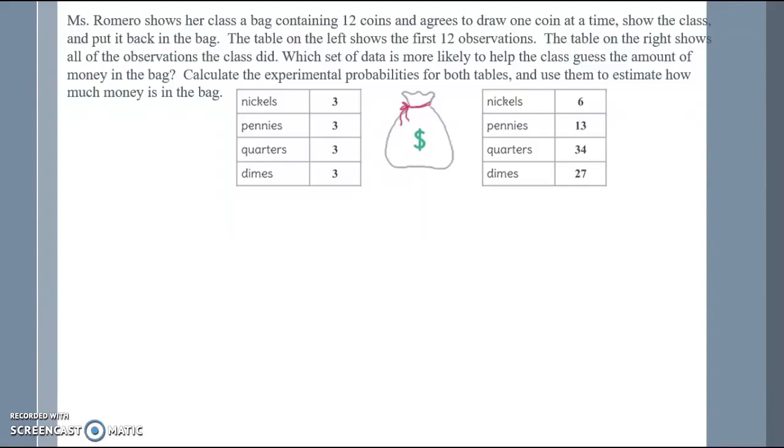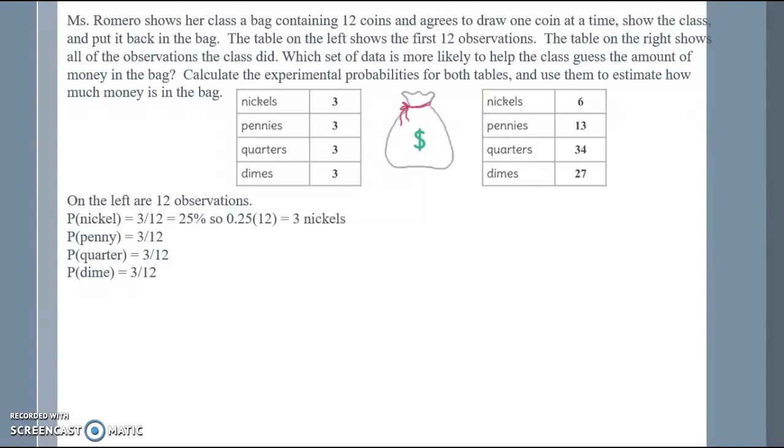So on the left, we show the first 12 observations. So there were 3 out of 12 nickels, 3 out of 12 pennies, 3 out of 12 quarters, and 3 out of 12 dimes. Turning them into percentages, we say that there are 25%.